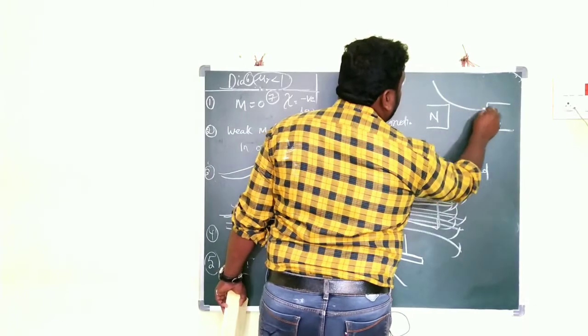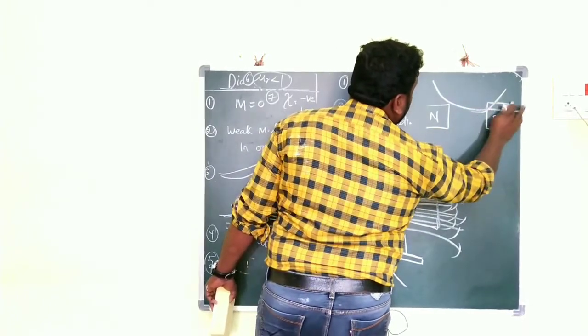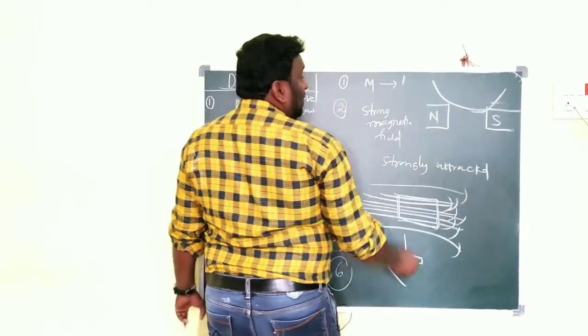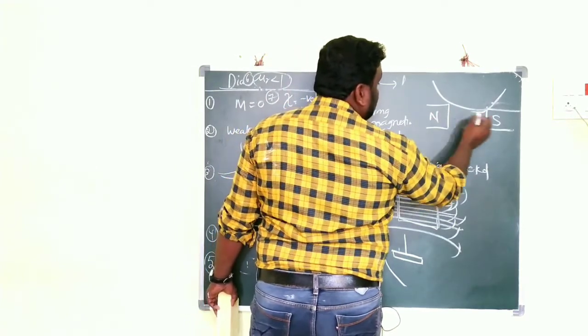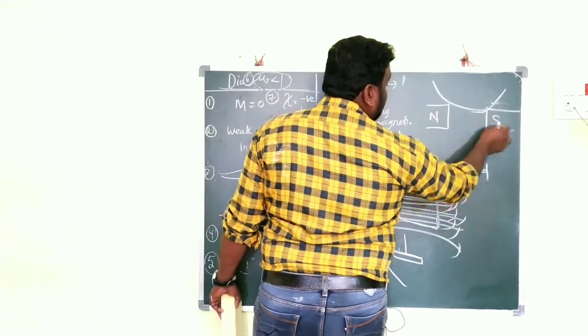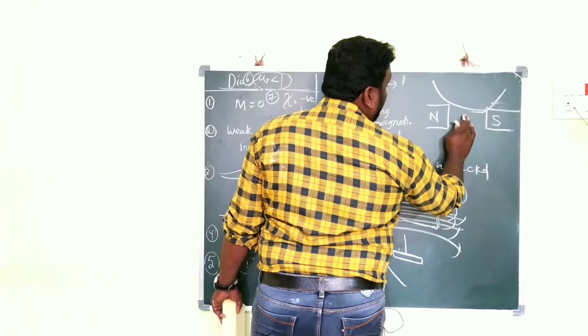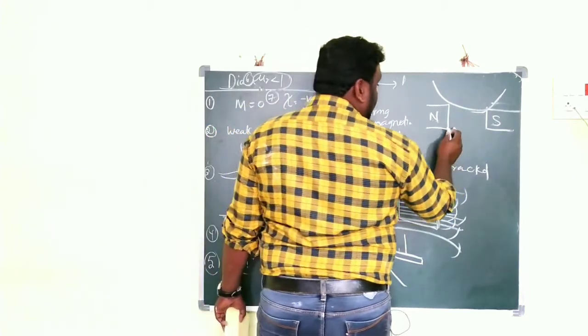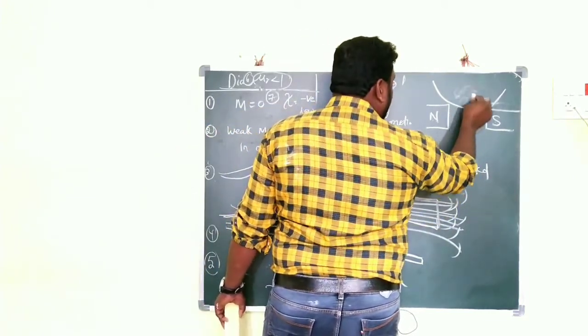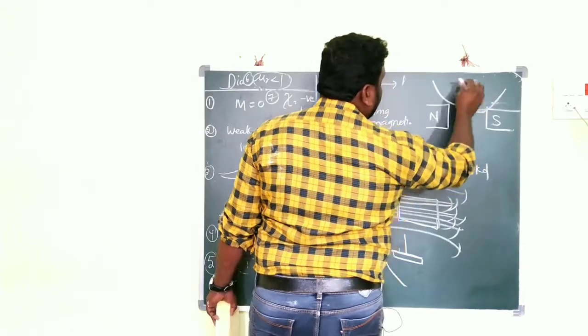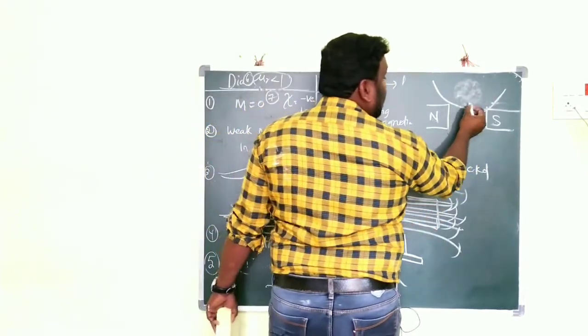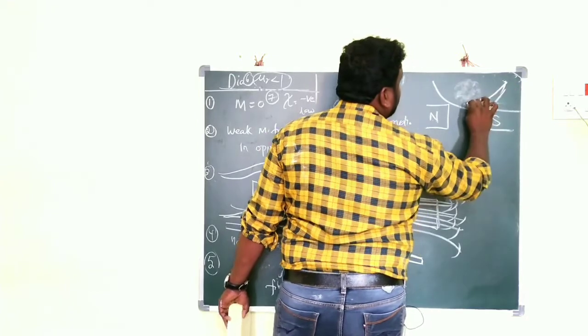The crucible is placed between two poles, the north pole and the south pole, as I already told you. In this region we have a strong magnetic field, and in the middle we have a weak magnetic field. When a liquid is a ferromagnetic substance, it moves from weaker regions to stronger regions.